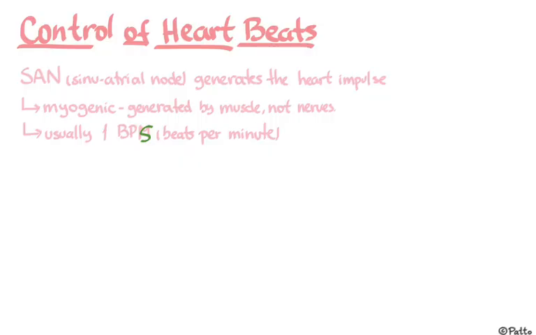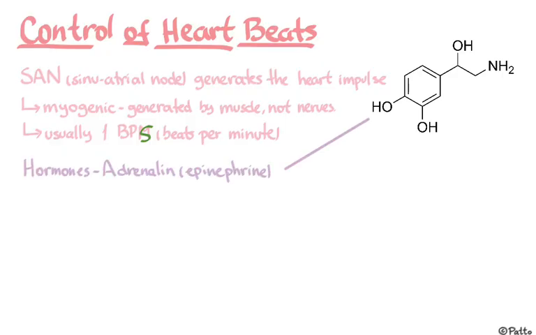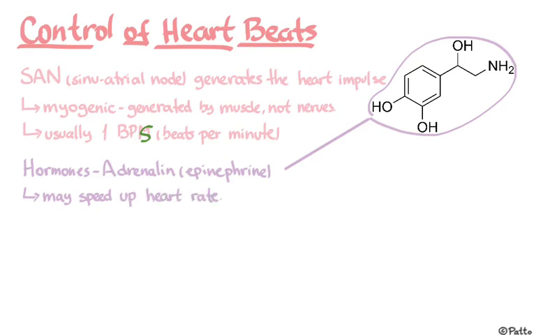However, you know that sometimes the heart rate changes. So there are things that can change the heart rate. Hormones, for example, adrenaline, also known as epinephrine, can stimulate the heart to beat faster. As soon as you release adrenaline into your body, your heart starts beating faster, 80, 90, 100, 120, 140, 150 beats per minute. So your heart controls its own beats, but it can be modulated, it can be changed by hormones like epinephrine.